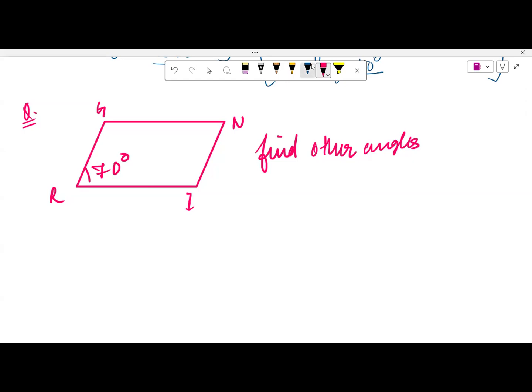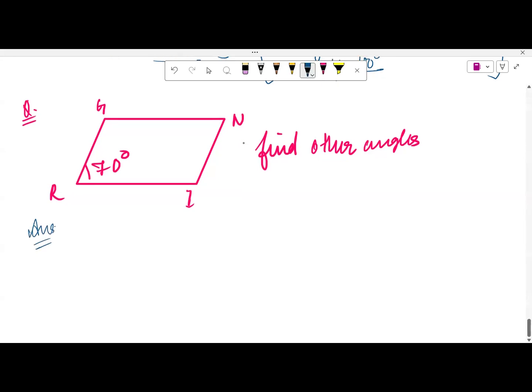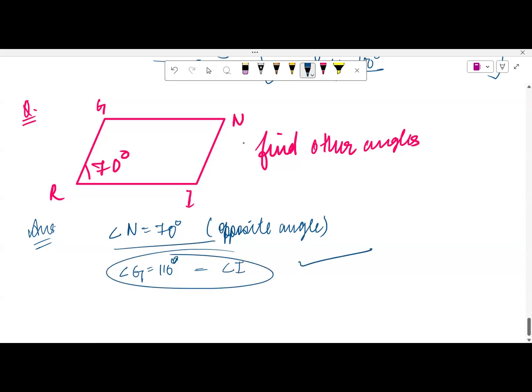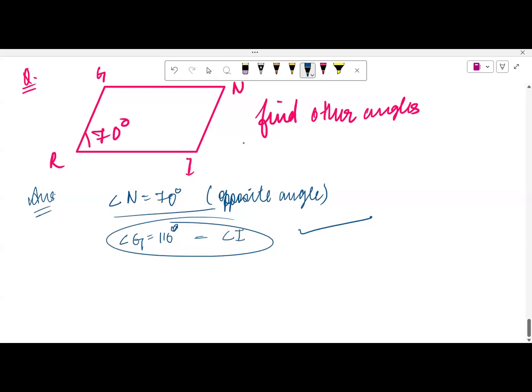You done? What's the answer? Angle N is equal to 70 degrees. Why? Opposite angles are equal. Okay. And then angle G is equal to 110 degrees. Correct. And angle I is also equal to 110. Good. Tell me everybody, are you all able to solve? Yes, ma'am.